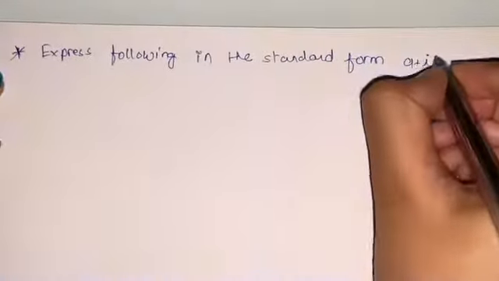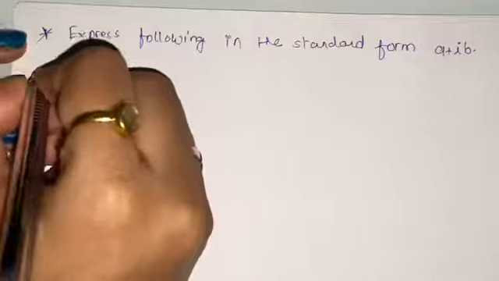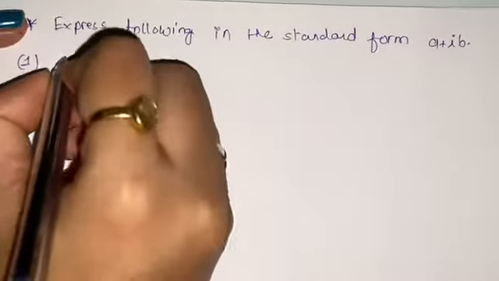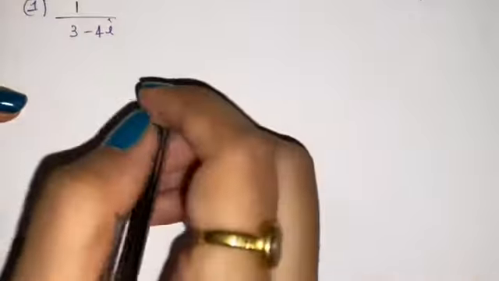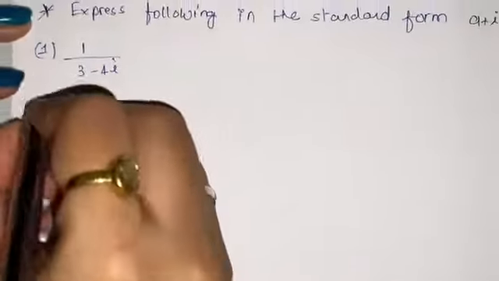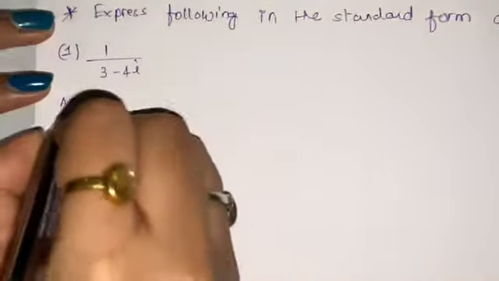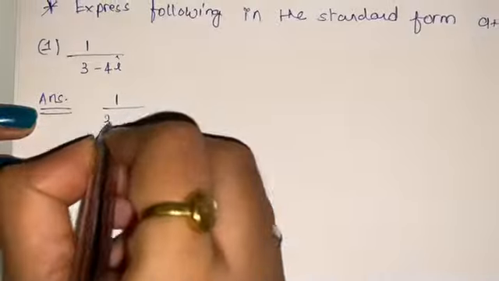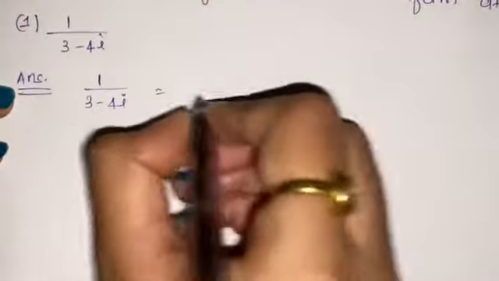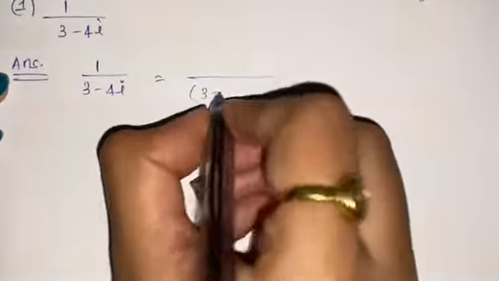A plus iB. Number 1, 1 by 3 minus 4i. If questions are repeated, then you can skip. Okay, if 1 or 2 questions are repeated, then answer. 1 by 3 minus 4i is equals to, we will rationalize.